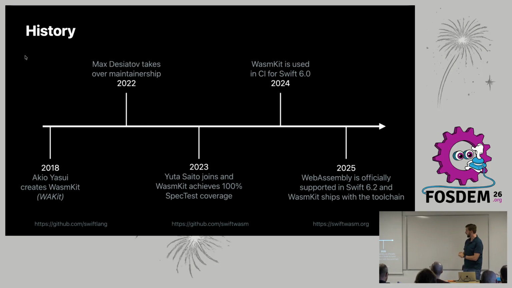After that, Yuta interned at Apple, and together with Max, they got 100% spec test coverage for WebAssembly with WasmKit. And then with the release of Swift 6.0 in 2024, embedded Swift targeting WebAssembly became an experimental feature. And also in Swift CI, we adopted WasmKit to test the compiler support. And then last year, in 2025, all their hard work culminated in WebAssembly being officially supported as of Swift 6.2, and WasmKit now ships as part of the toolchain. And of course, all of this is open source.